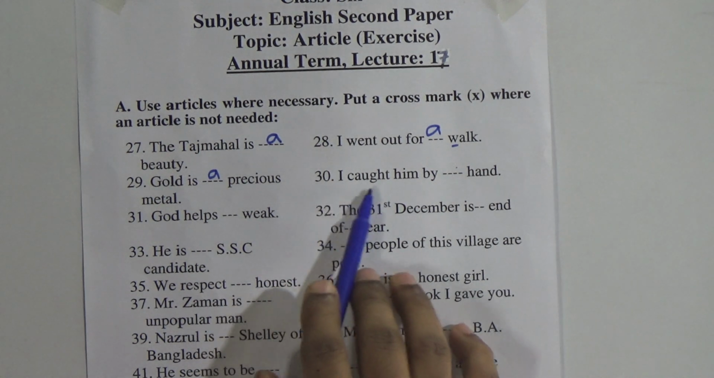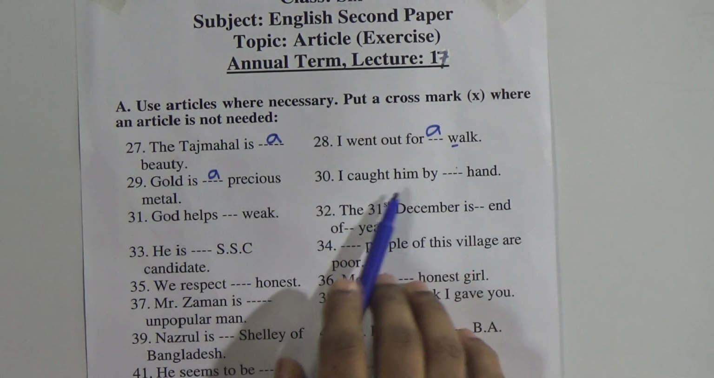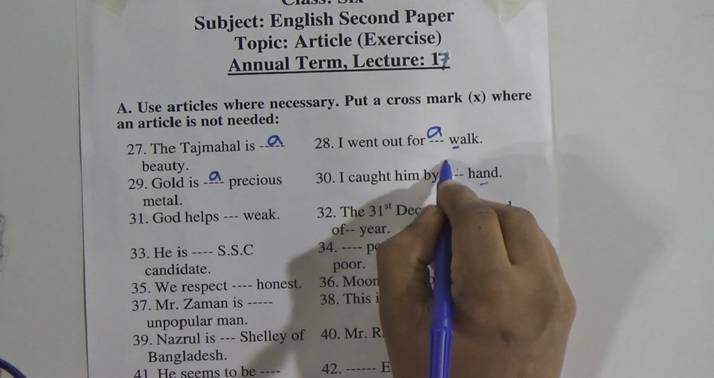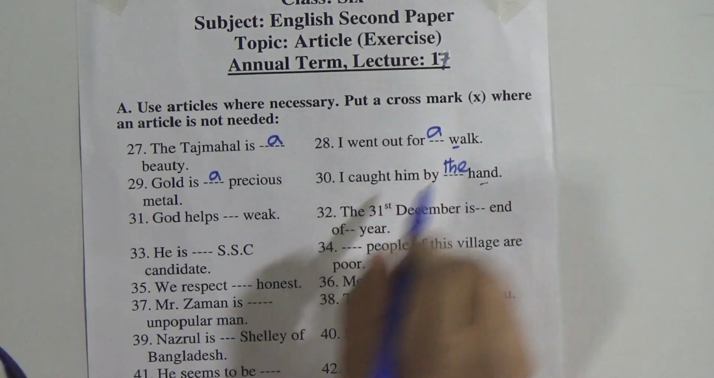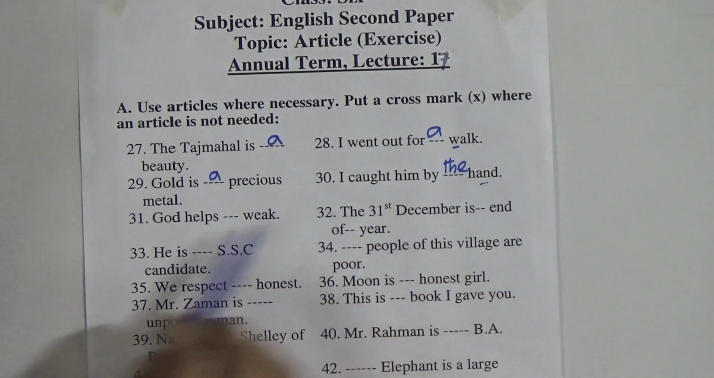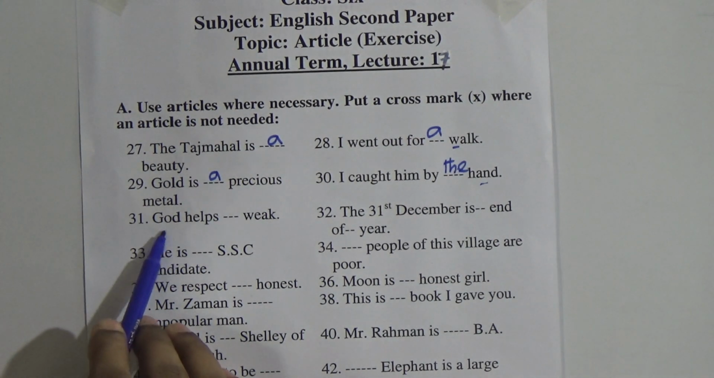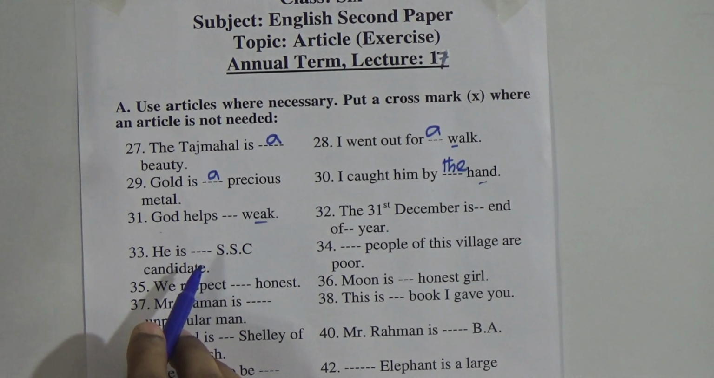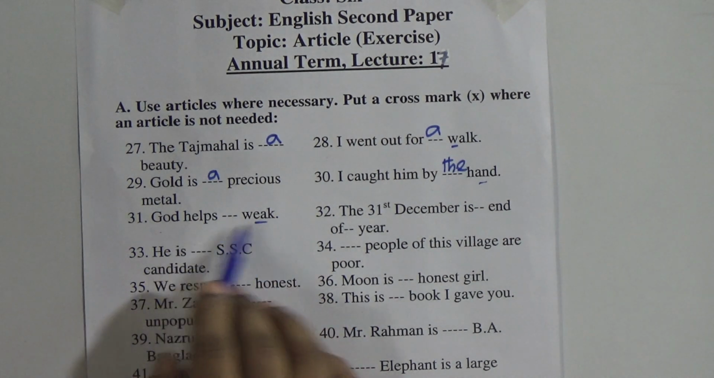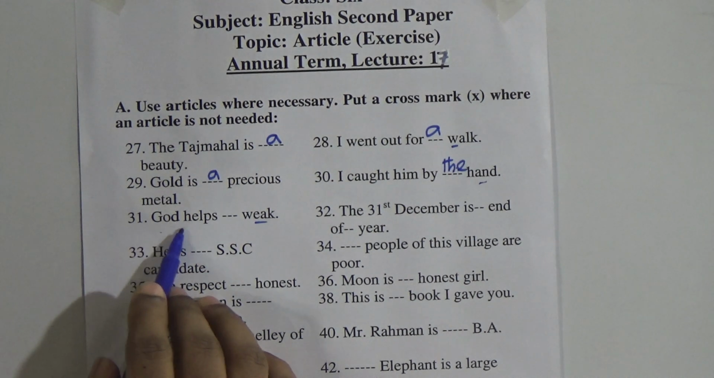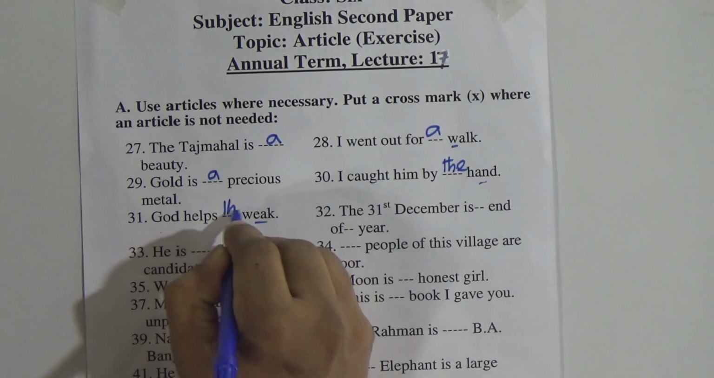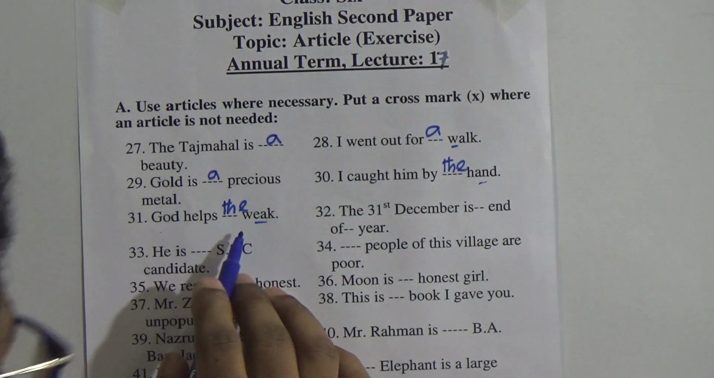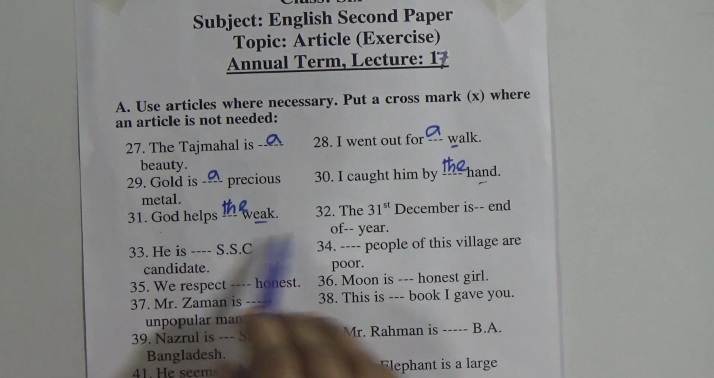Number 30, I caught him by dash hand. Here, hand is definite, specified. So that's why we have to use the. I caught him by the hand. 31, God helps dash weak. Here, the weak is specified, definite. So we have to give the. God helps the weak. The weak means all the weak people in the world.